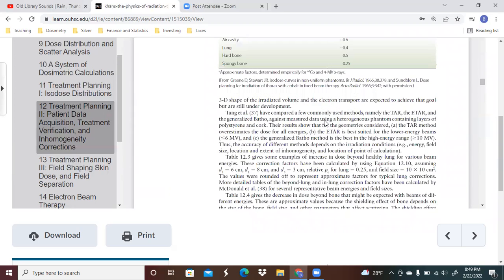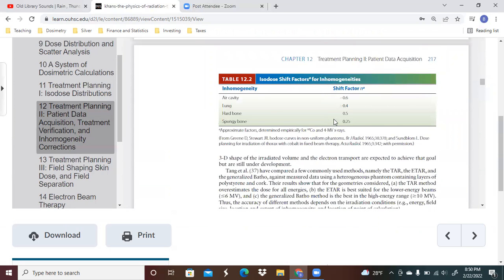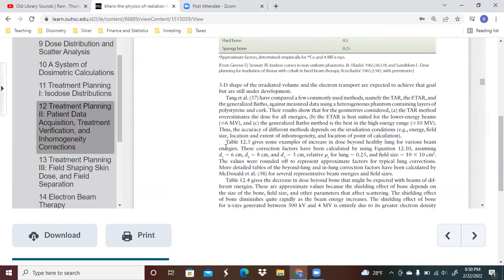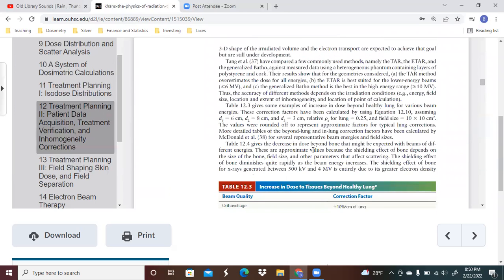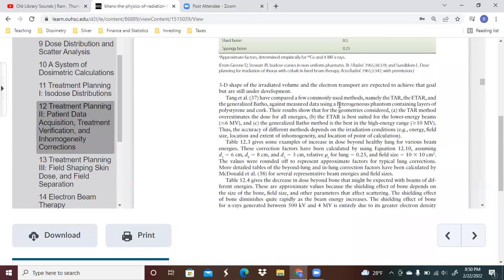There we go. These are some of the things that we have come across. There are methods, namely the TAR, ETAR, and generalized Batho, for using a heterogeneous phantom containing layers of polystyrene and cork. The TAR method overestimates the dose for all energies. The ETAR is best suited for low energy beams. The generalized Batho method is best in the high energy range.